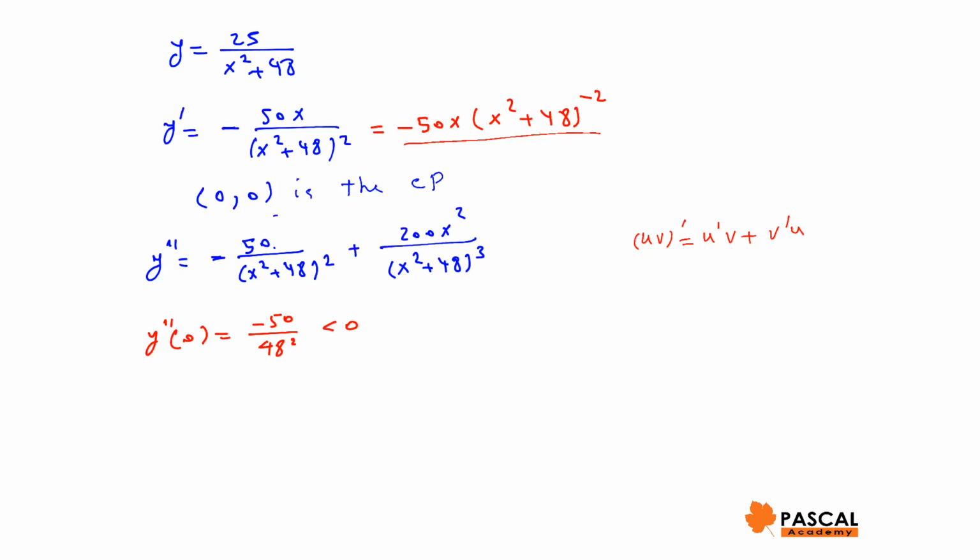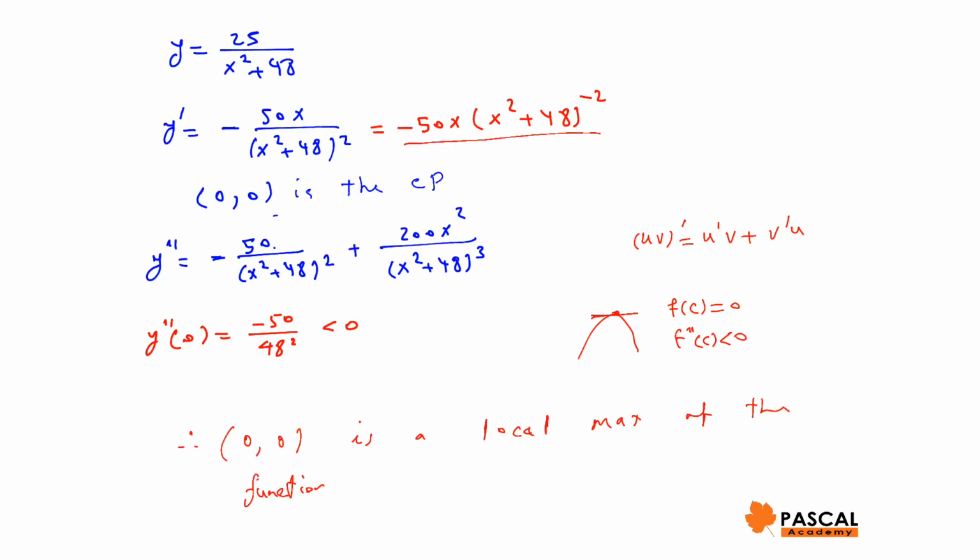The second derivative at 0 is negative. Therefore, (0, 0) is a local maximum of the function. By the second derivative test, if at a point the derivative is 0 and the second derivative is negative, that point is a local maximum.